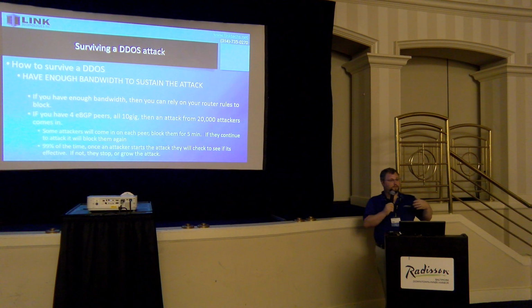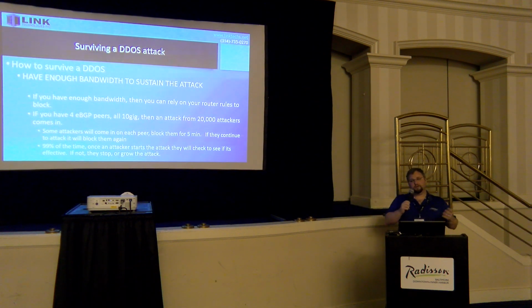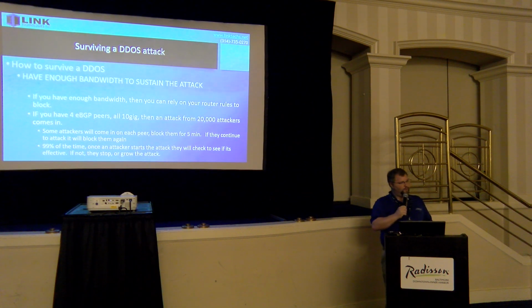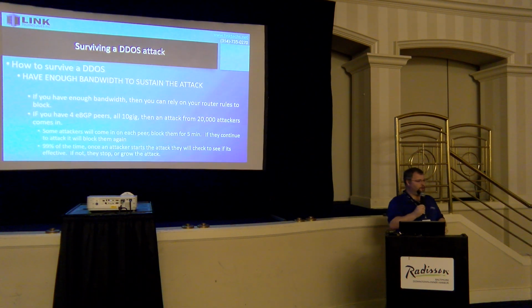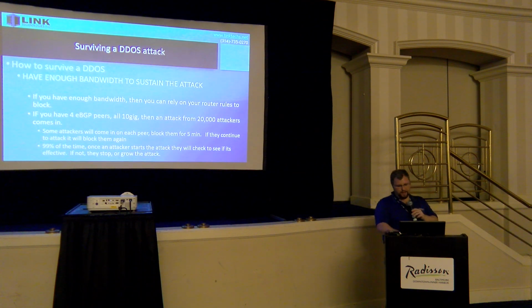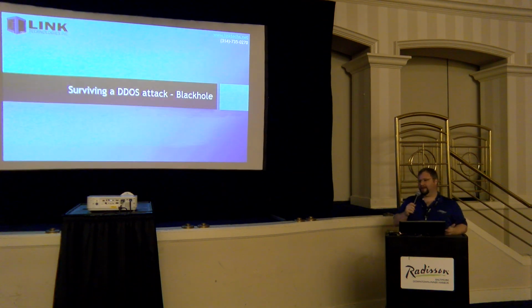So if you have a 1 gig circuit and your average traffic is, let's say, 600 meg, and you get a 200 meg denial of service attack, you may or may not wish to black hole that because you may need a little bit more bandwidth. But that's your call. So now let's talk about when we're out of bandwidth.